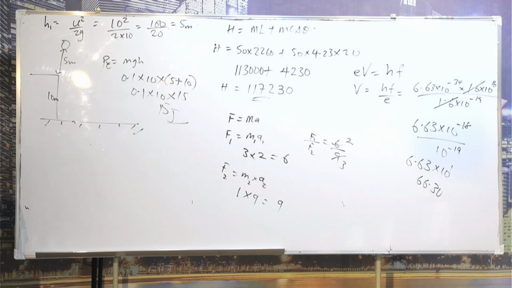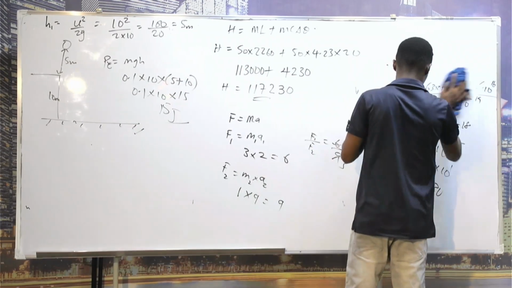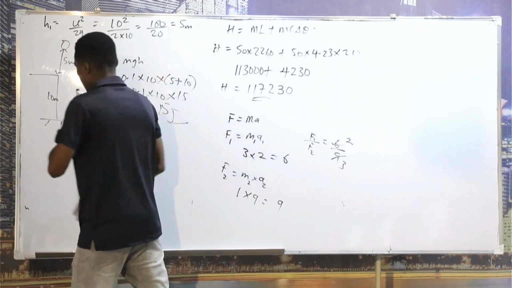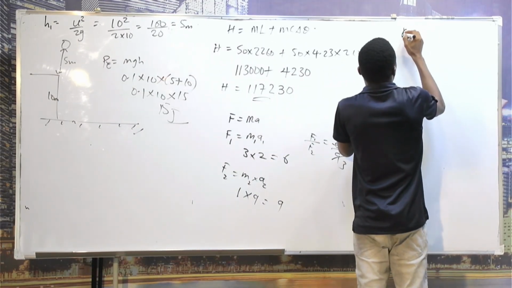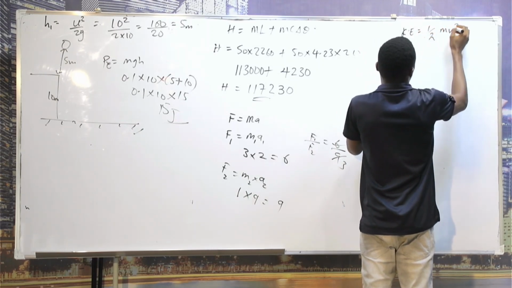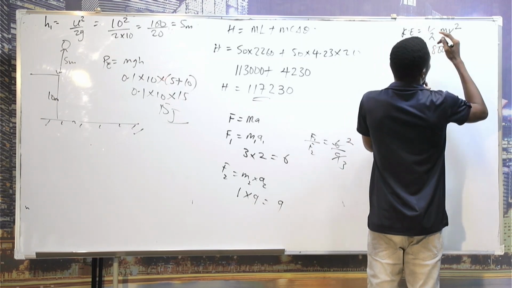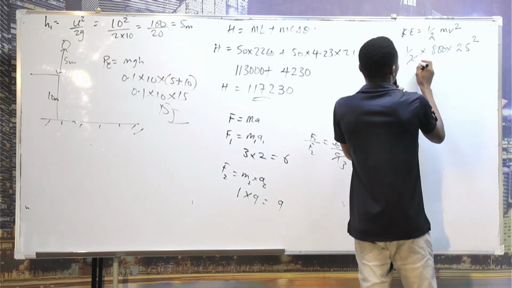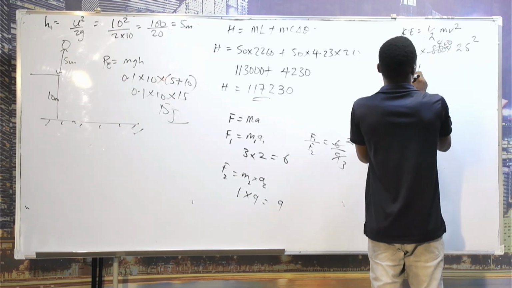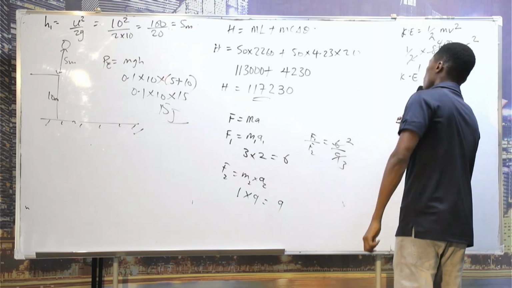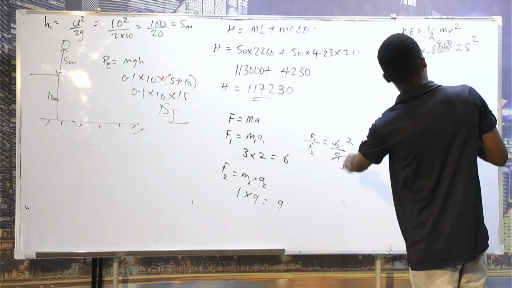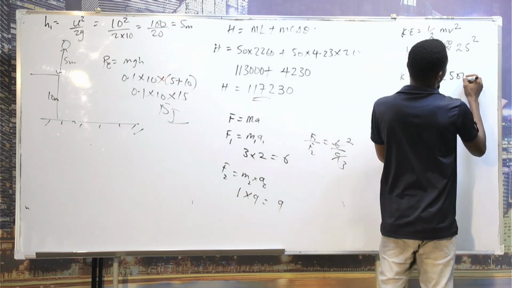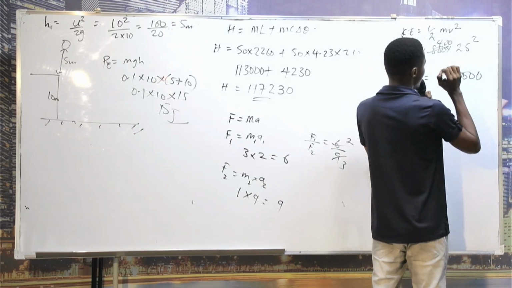Okay, so we can use... the kinetic energy of that engine will be 1 over 2 mv squared. So 1 over 2 times mass, which is 800. What velocity was it traveling with? 25. So 25 squared. Half of 800 is 400. What is 400 times 25 squared? 400 times 625 is 250,000, all over time.